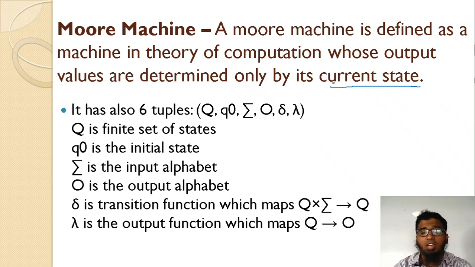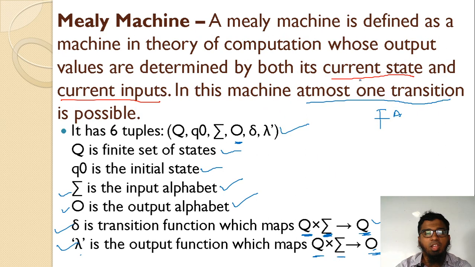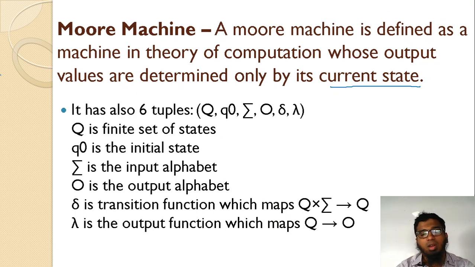In the Moore machine, the output depends fully on the current state only, but in the Mealy machine it depends on the current state as well as the current input. This is the difference between Mealy and Moore. Let's see the tuples. Here also we have 6 tuples.